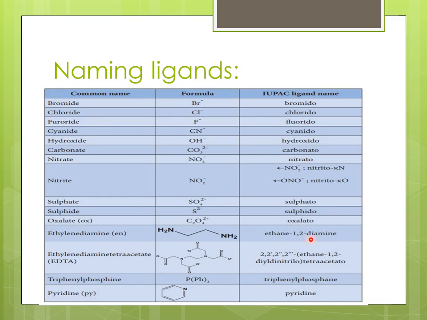Already we are getting the Greek prefix, that is di. Hence when this compound comes, if it is twice we will write bis, if it is thrice we will write tris, etc. Another one is EDTA, ethylenediaminetetraacetate. This is a common name. But here it has a negative charge, so it will end with O. So that is tetraacetato. Then triphenylphosphane, it's a neutral ligand. Another one is pyridine. So these are some of the ligands, and how to name those ligands in a coordination complex is given.